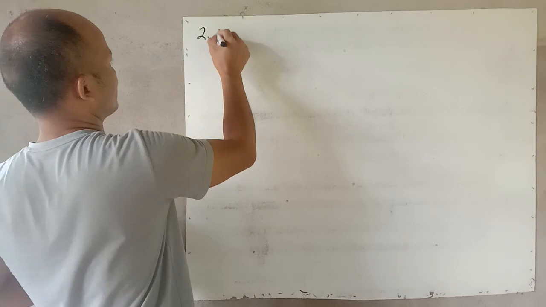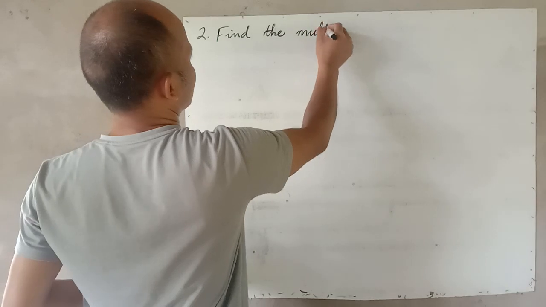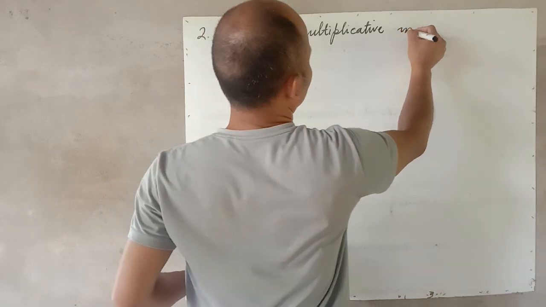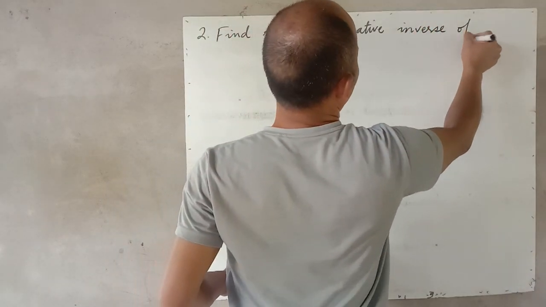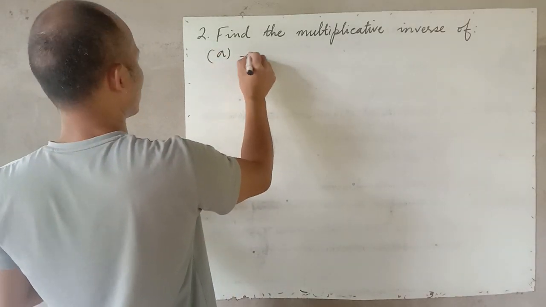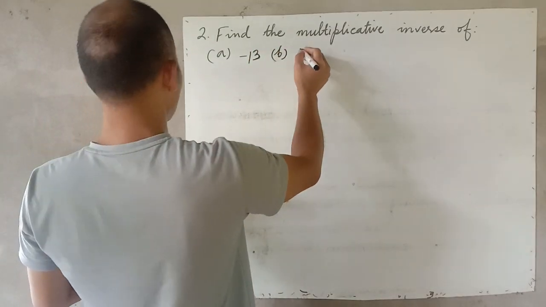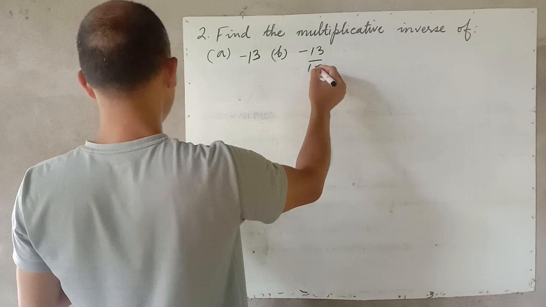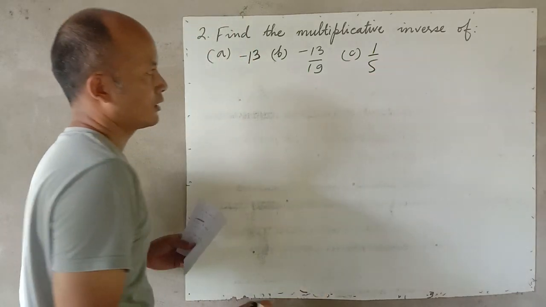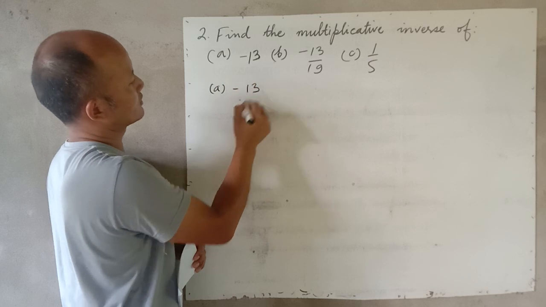Find the multiplicative inverse of A) minus 13, B) minus 13 by 19, and C) 1 by 5. Okay, let's start from the first one. A, minus 13, solution.